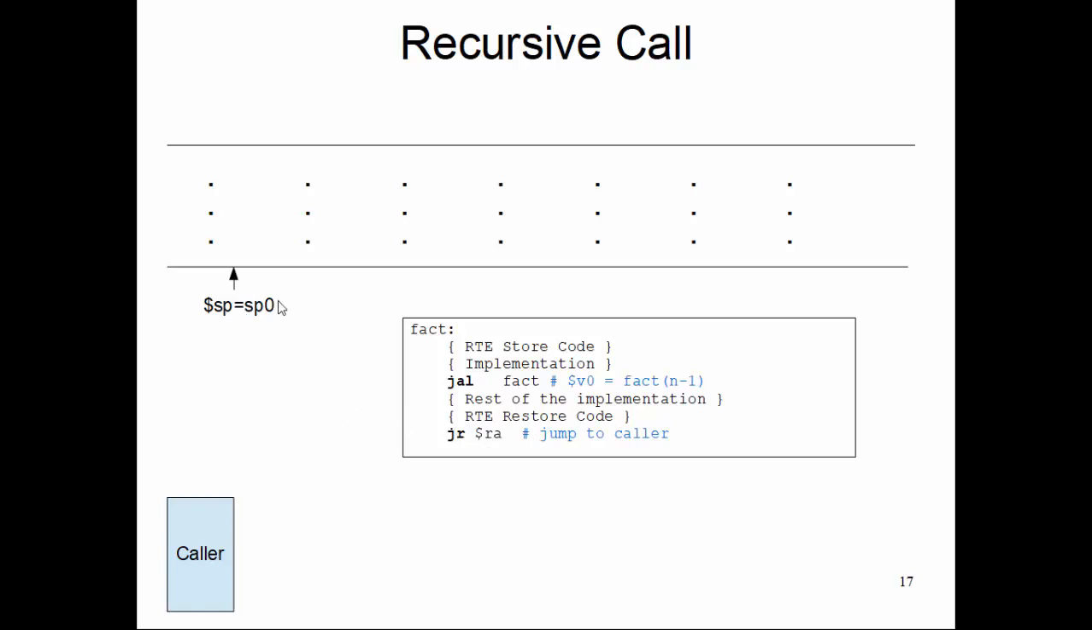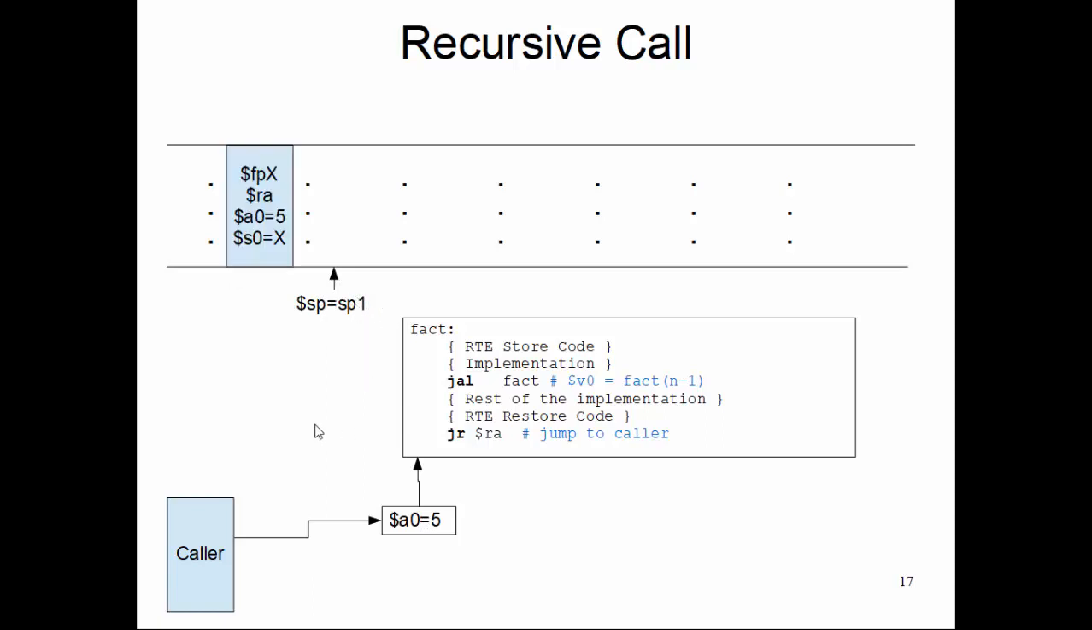Remember it was doing SP equals SP minus 20. So the stack pointer moves to a new value as SP1, and your frame is saved. Inside the frame, you have some value for FP, I don't know what the value of the frame pointer is at this point. Whatever the value is, I'm storing it there. I'm storing the return address, and I'm storing the value 5 for the A0 and some value of the S0.